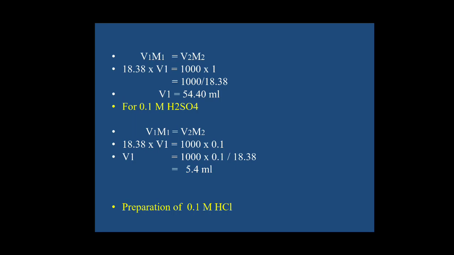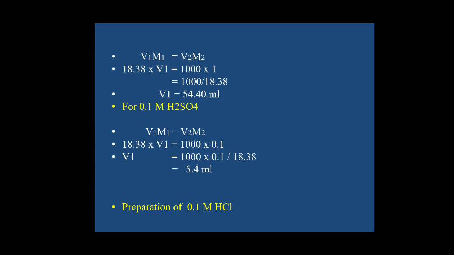So after calculating, we are getting 54.40 ml. Okay. And if we want 0.1 molar H2SO4, again we have to use the same formula, V1 M1 is equal to V2 M2. So V1 we have to calculate. M1 is 18.38 into V1 is equal to 1000 into 0.1. So above, what we have calculated, 54.4, is for 1 molar of H2SO4.